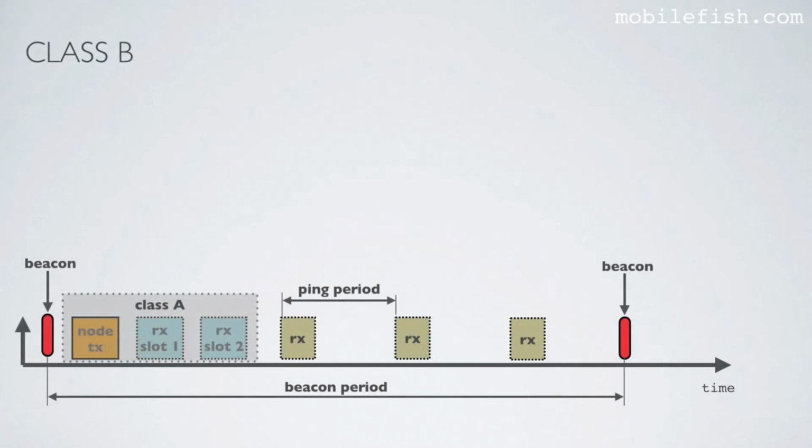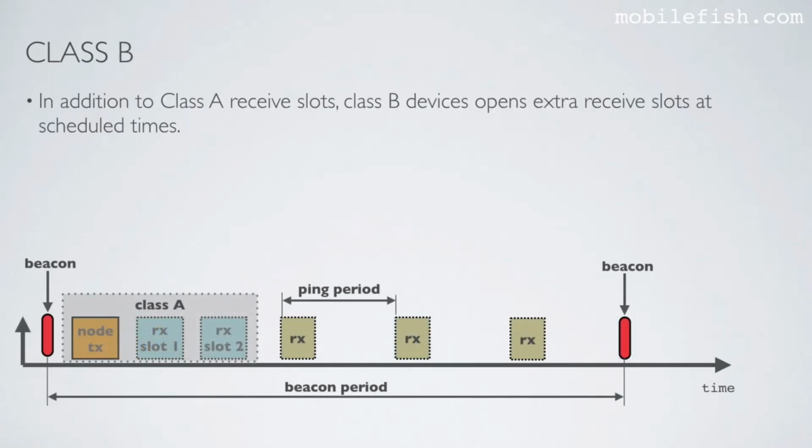Now let's look at Class B devices. In addition to Class A receive slots, Class B devices open extra receive slots at scheduled times. As you can see over here, Class B devices also incorporate Class A behavior with its standard 2 receive slots. And here are the extra receive slots opened at scheduled times.